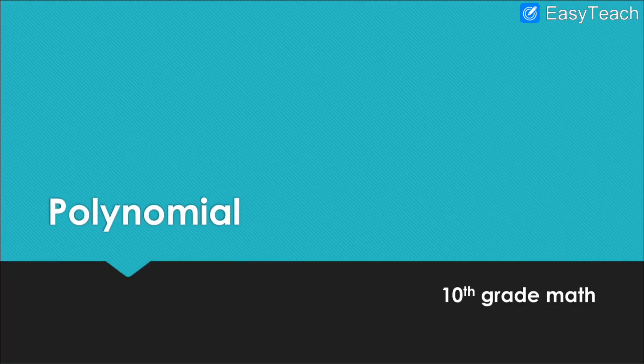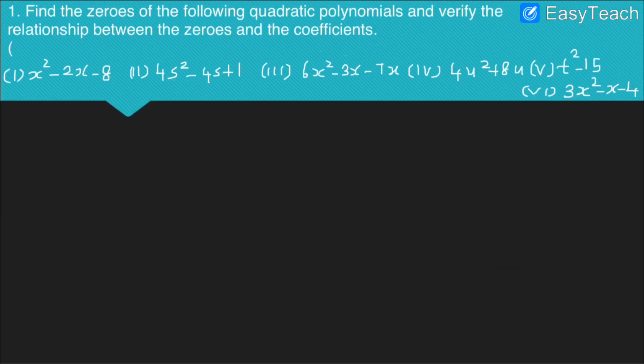Welcome to another session. This is lesson 2, Polynomials. We are going to learn exercise 2.2. This is the first problem from exercise 2.2. Find the zeros of the following quadratic polynomials and verify the relationship between the zeros and the coefficients.